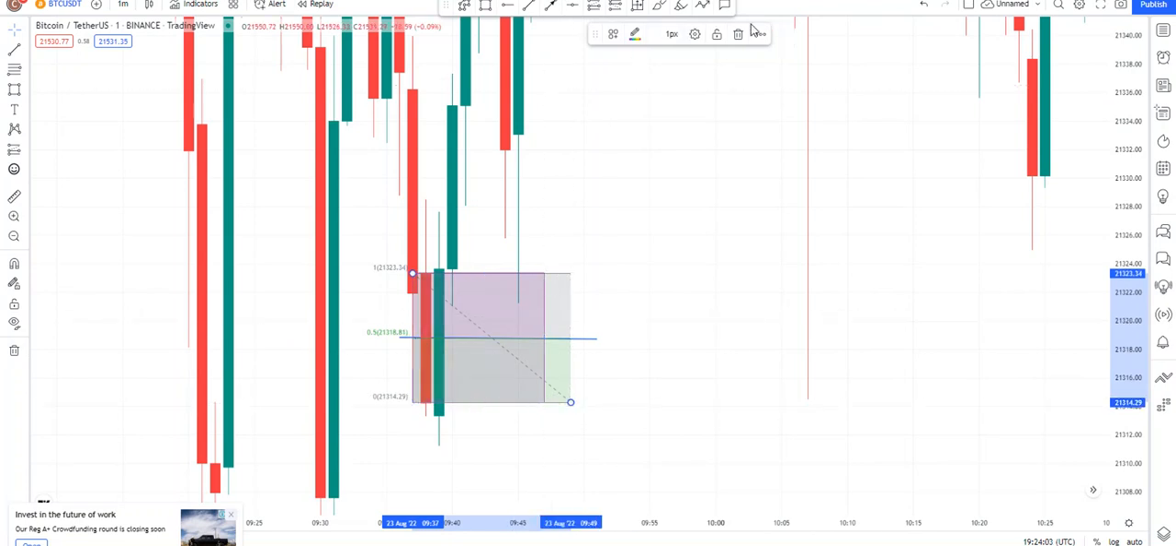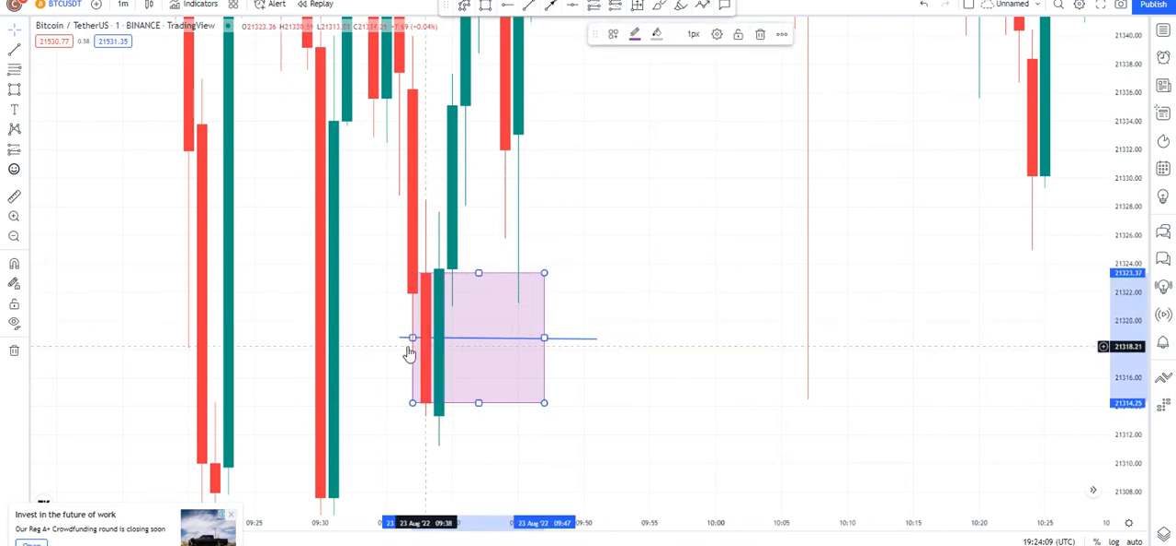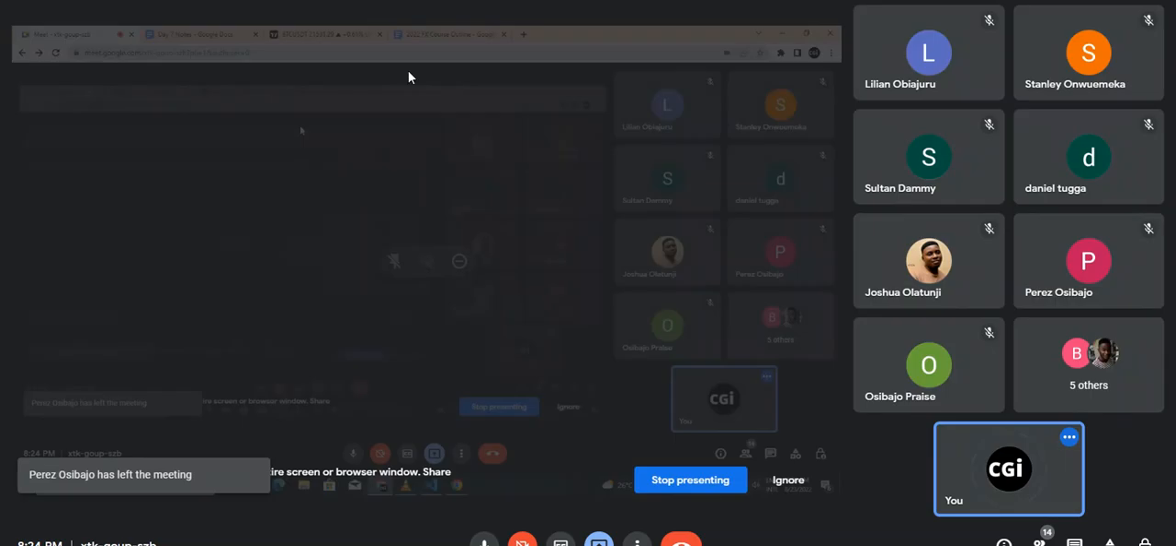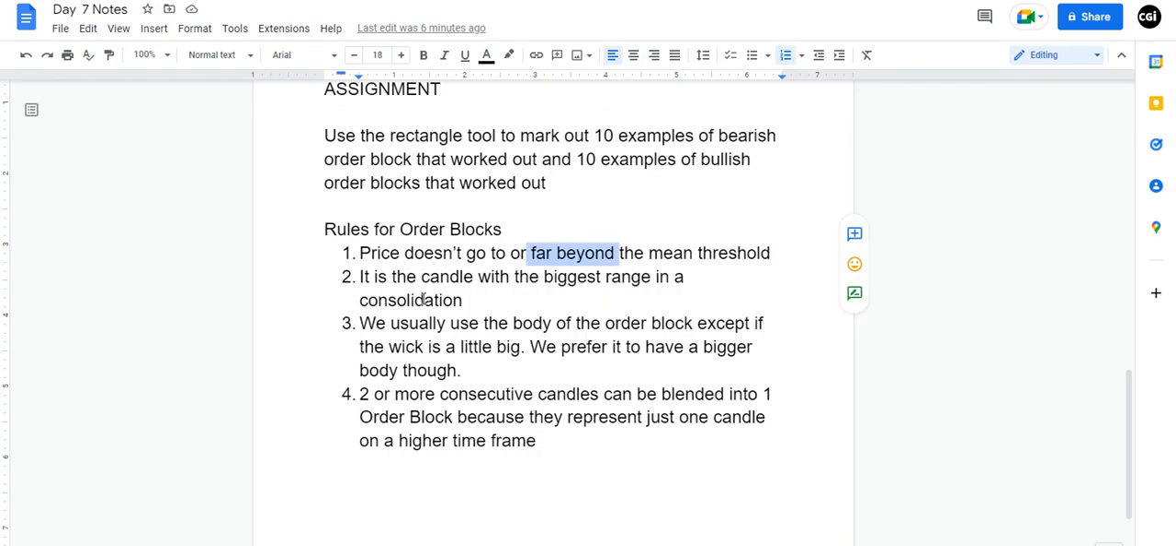Instead of using the Fibonacci tool, we can also just draw a rectangle. You can see the dots, the nodes, in the middle part of the rectangle. That's the middle of the rectangle, which is also the middle of the body of the candle, and that is our mean threshold. So either use the Fibonacci tool or the rectangle's middle dots to find your mean threshold. Basically, that is the first major rule of an order block: it doesn't go far beyond the mean threshold.